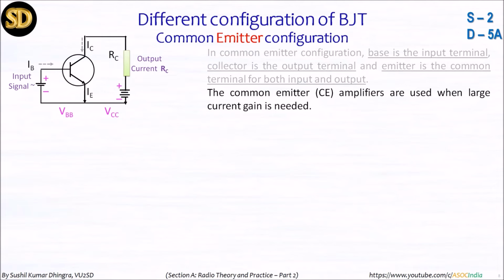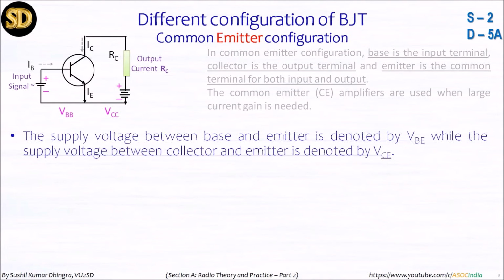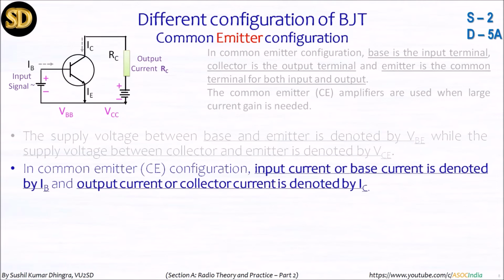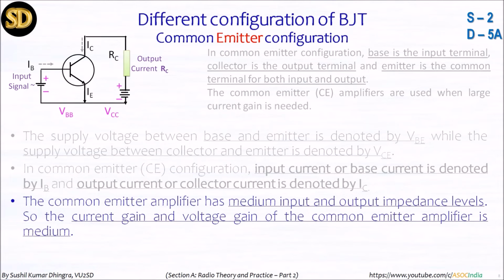Common emitter amplifiers or circuits are used when a large current gain is needed. The supply voltage between base and emitter is denoted by VBE, V for voltage, B for base, E for emitter, while the supply voltage between collector and emitter is denoted by VCE. In common emitter CE configuration, the input current or base current is denoted by IB and the output current or collector current is denoted by IC.